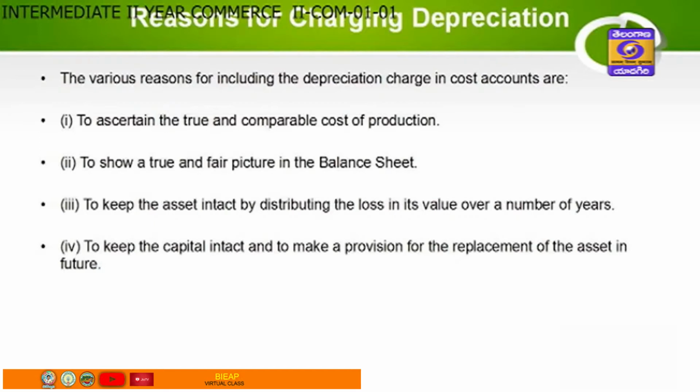So for that, every businessman should make provision for replacement of his assets. So the depreciation is needed. The depreciation is a must.